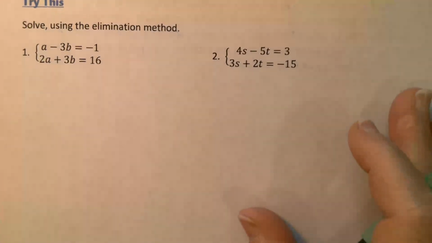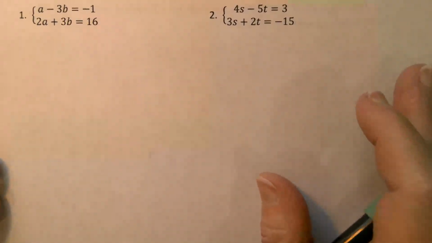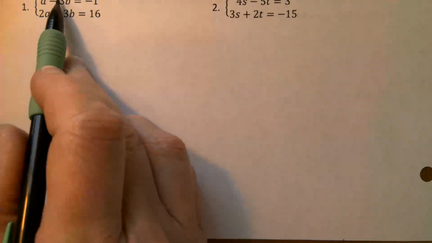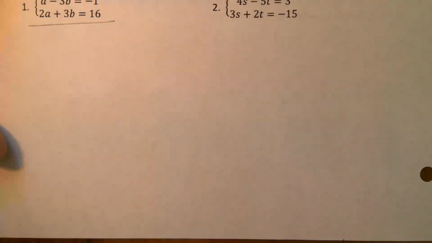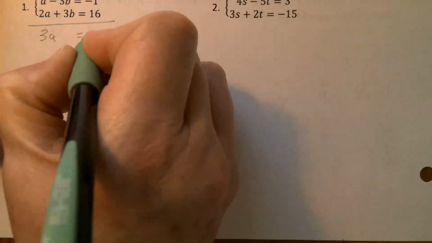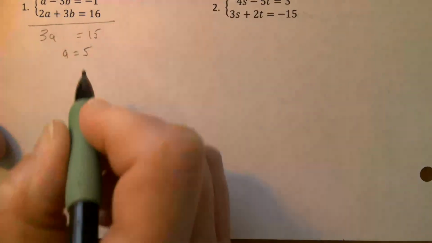Okay. And let's look at the try this. Solve using the elimination method. So if I look at this one, I can immediately see I have a -3b and a +3b. So those are going to cancel out. I'm just going to add. So I get 3a. This will give me 0 equals 15. So a is equal to 5.